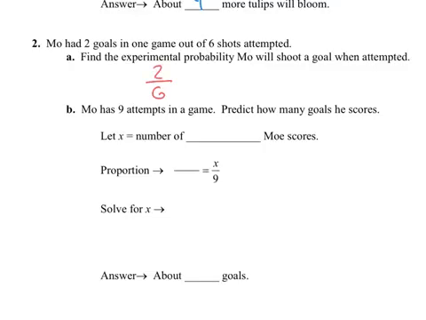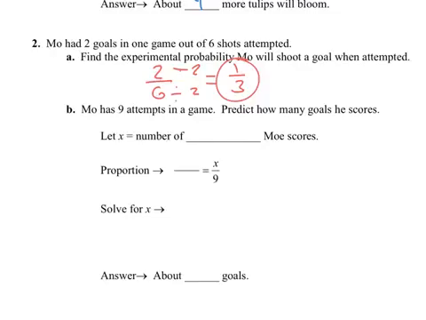Well, we have to reduce our ratio first. What's the greatest common factor of 2 and 6? The greatest common factor of 2 and 6 is 2. So I'm going to divide both the numerator and the denominator by 2. 2 divided by 2 is 1, and 6 divided by 2 is 3. So there's a 1 in 3 chance that Mo will shoot a goal when attempted.